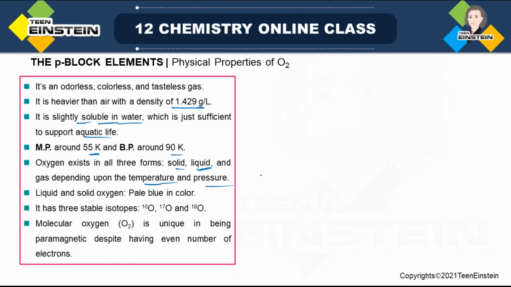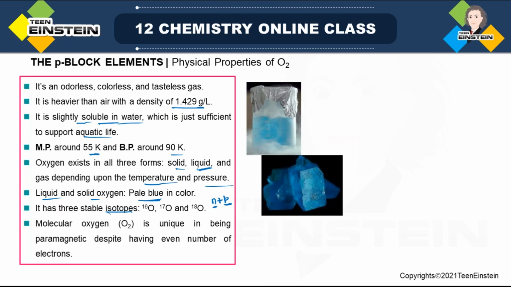Now, solid oxygen and liquid oxygen have a specific color. When it is liquid and solid, there is a pale blue appearance. Three stable isotopes of oxygen are there, 16, 17, 18. So mass number is different. Isotope means atomic number is the same, but because of difference in neutron number, mass number will also be different, because mass number is the summation of N and P. P is fixed, but N is changing. So liquid and solid oxygen, if we see, this is the picture. This is liquid, this is solid.